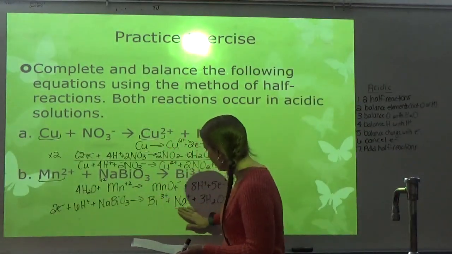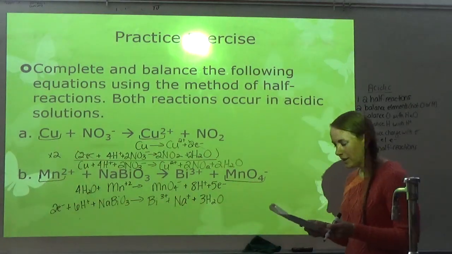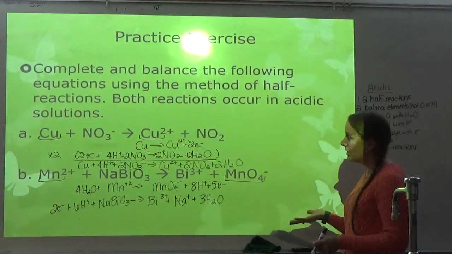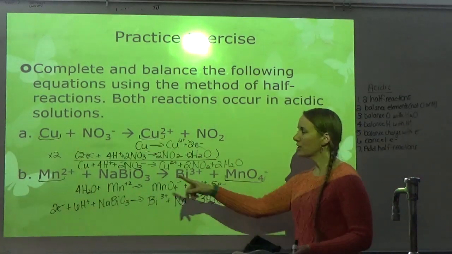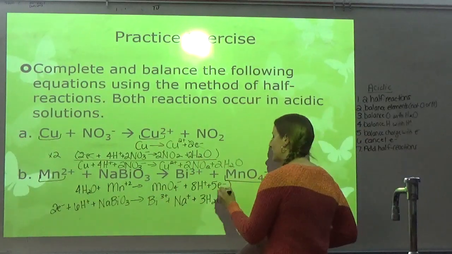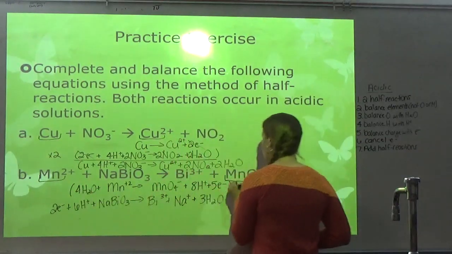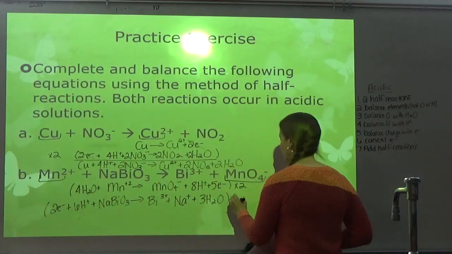Okay, so let me erase all this extra stuff that I've been writing. All right, so we look at this one. So next step is, of course, cancel my electrons. Well, I have 5 electrons and 2 electrons. So what's the common factor? 10. So I'm going to take my top reaction and multiply it by 2. I'm going to take my bottom reaction and multiply it by 5.